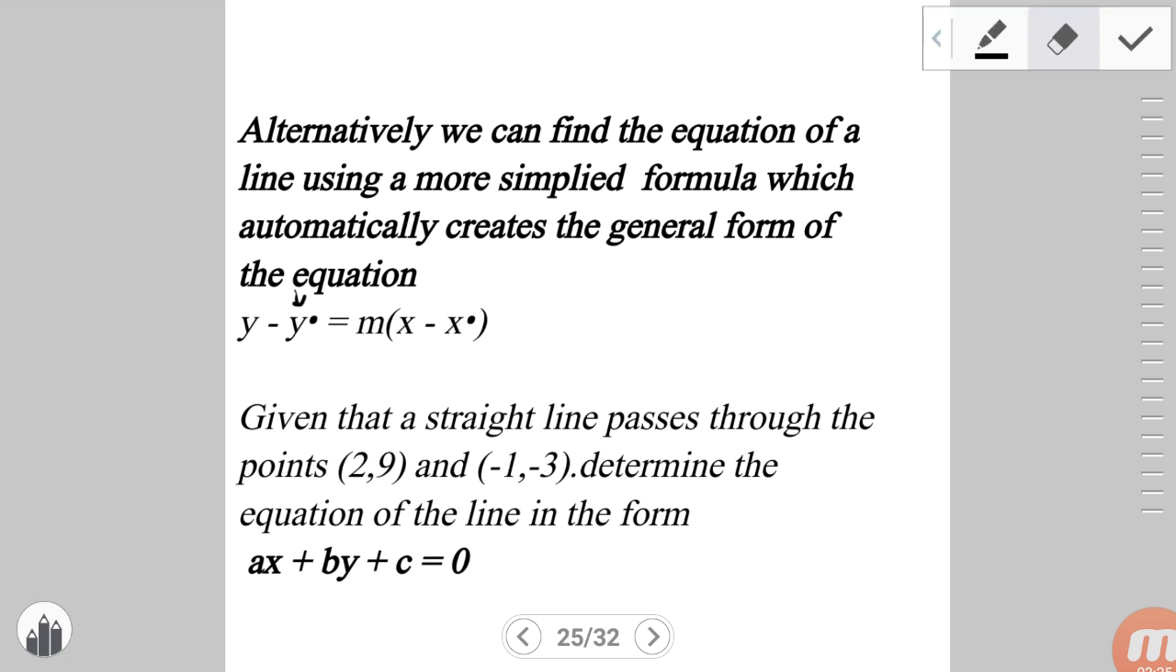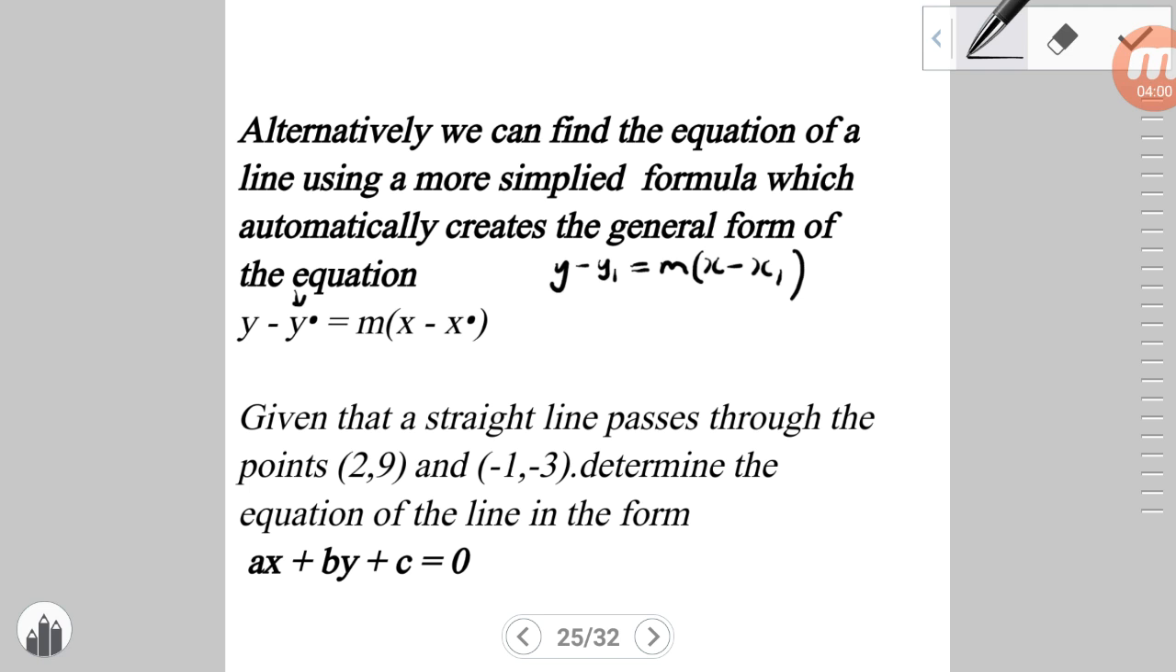And so this new formula is going to be a formula that says y minus y1 equals m times x minus x1. We're going to be looking at that. When we look at this formula, I had to insert a little dot. I couldn't get the subscript here. So that is the actual formula: y minus y1 is equal to m times x minus x1.